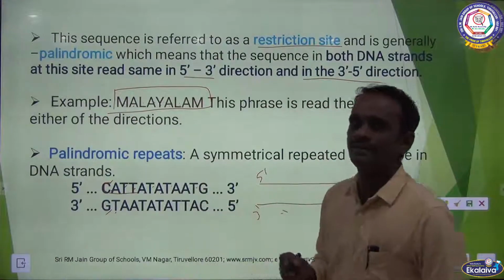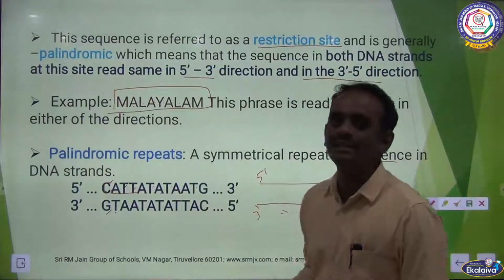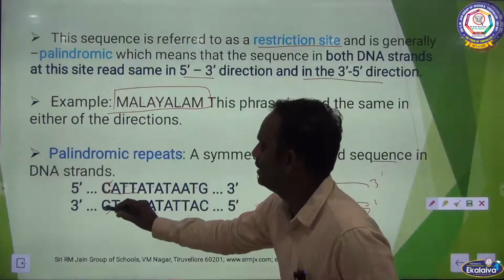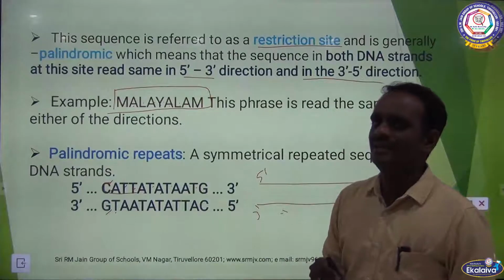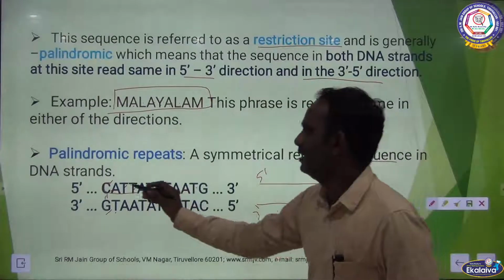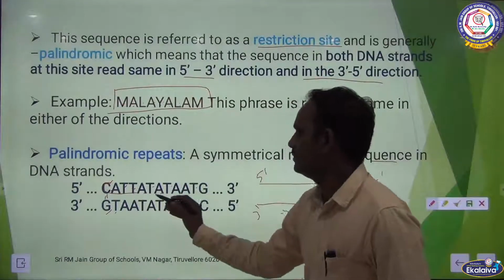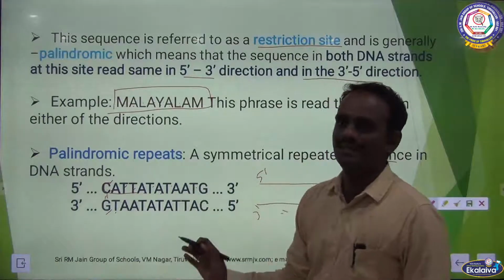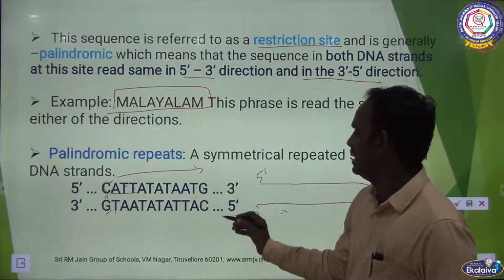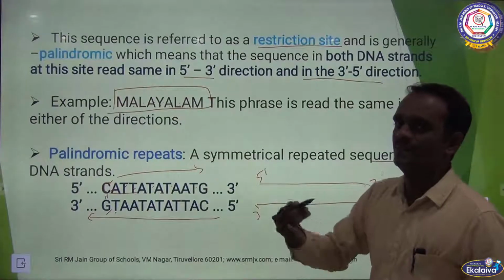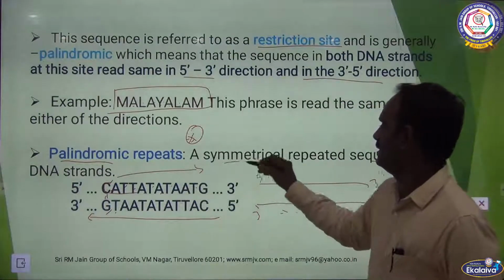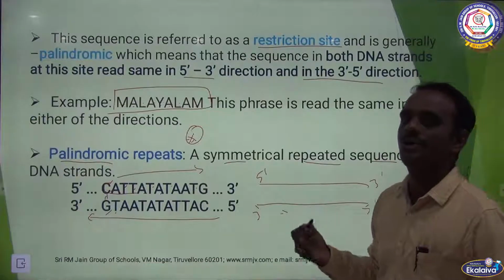C represents cytosine, A represents adenine, T represents thymine. What is this? Adenine, guanine, cytosine, all these are nitrogenous bases. So for complementary bases, G always base pairs with C, and C always base pairs with G. These are the complementary sequences. So from left to right CATTA, the same sequence is there from right to left. Is it right? In the 5' to 3' direction, the same sequence is there in the 5' to 3' direction on the other strand. Such repeats are said to be palindromic repeats. Very important, two more questions: what are palindromic repeats? A symmetrical repeated sequence in a DNA strand, that is called a palindromic sequence.